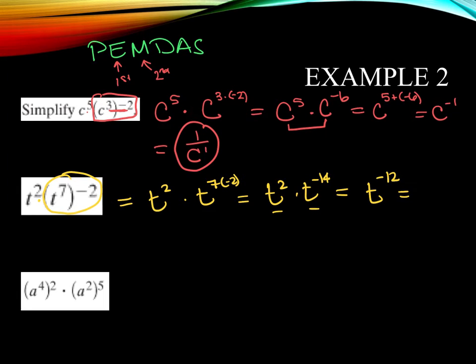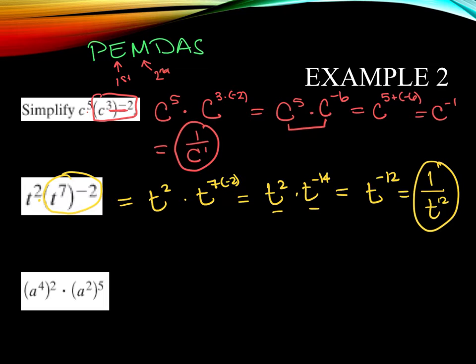And again, I've got to simplify that negative exponent. Because it's negative in the numerator, that tells me that it really belongs in the denominator. So I end up with 1 divided by t to the 12th power, and that's my final answer.